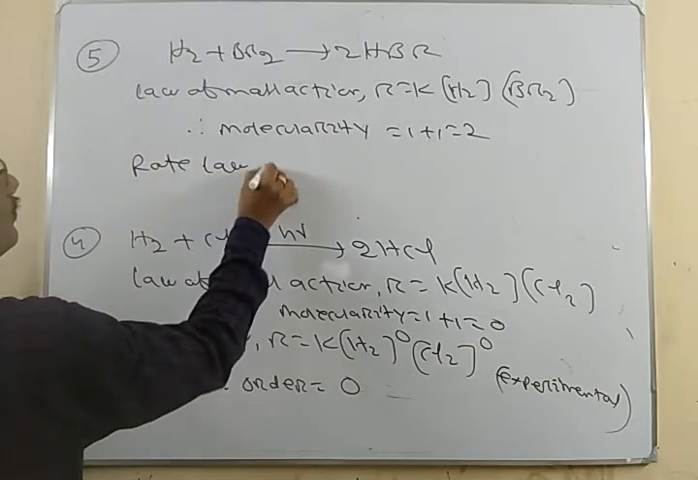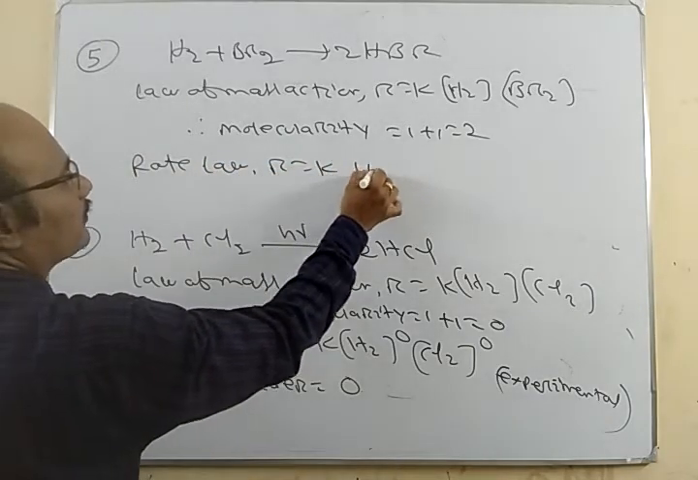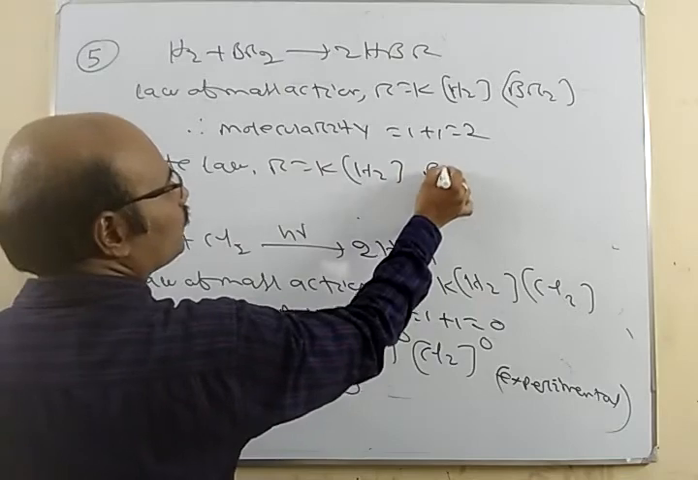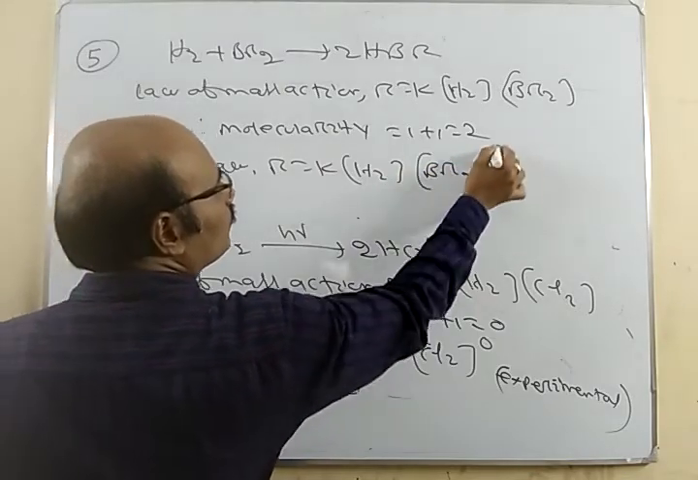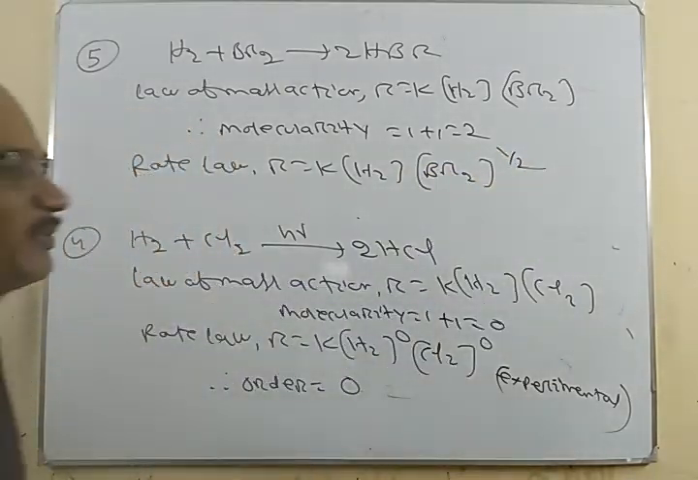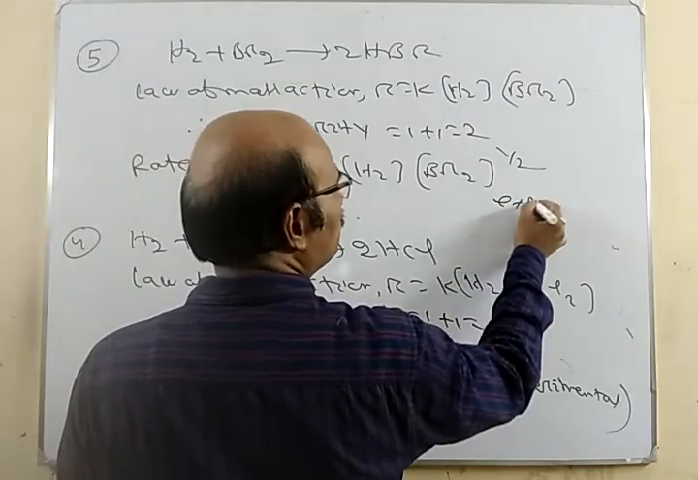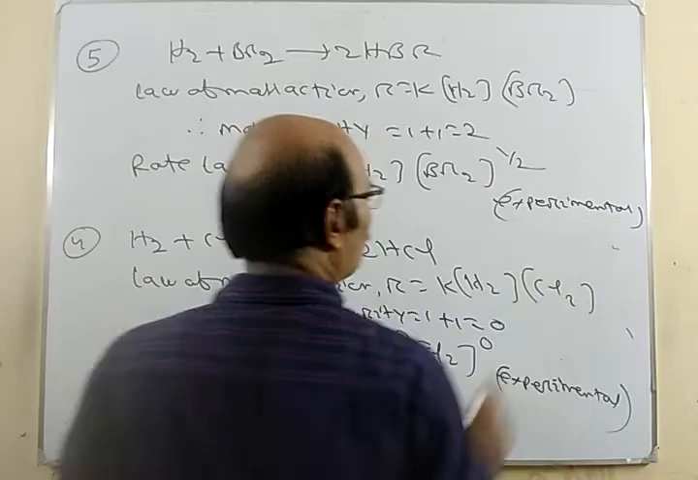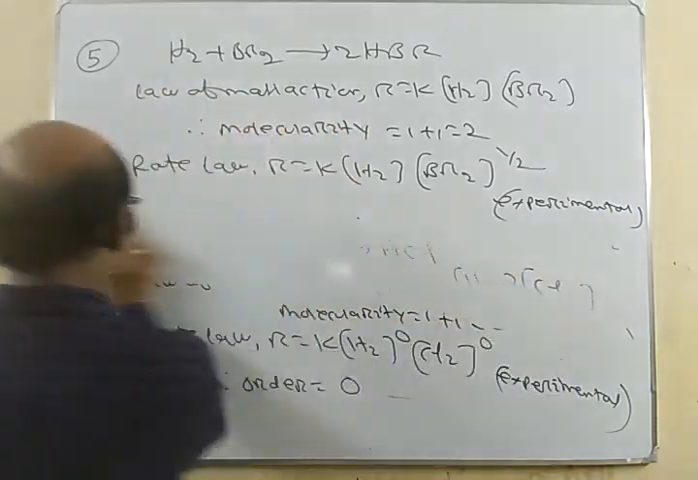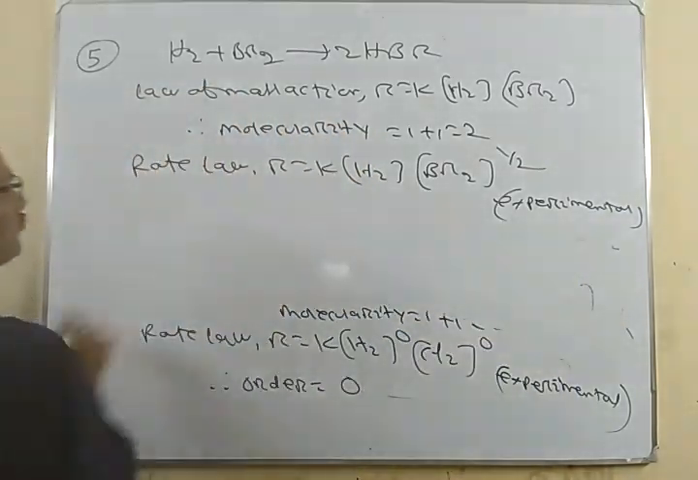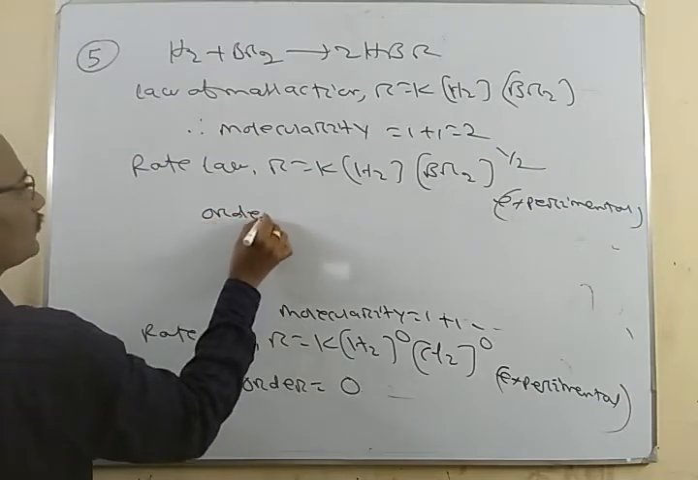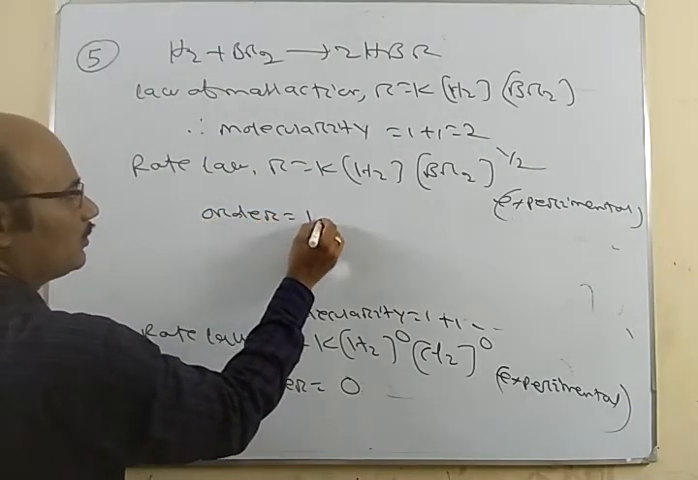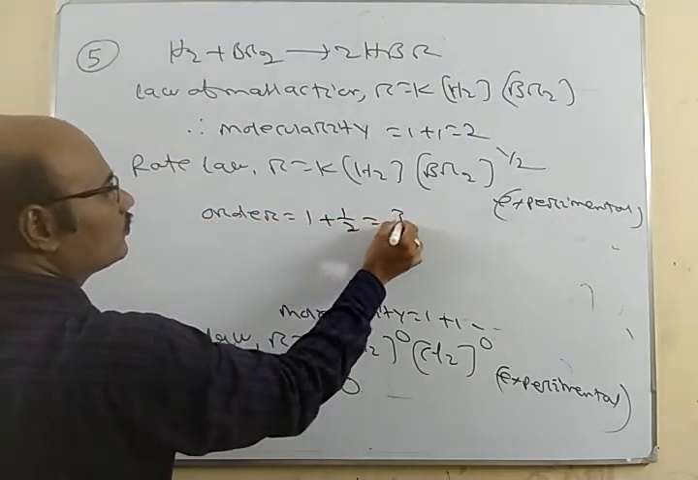The rate law is R equal to K [H2] into [Br2] to the power 1 by 2. This is experimental, whatever is found experimentally. So the order is equal to 1 plus 1 by 2 equal to 3 by 2.